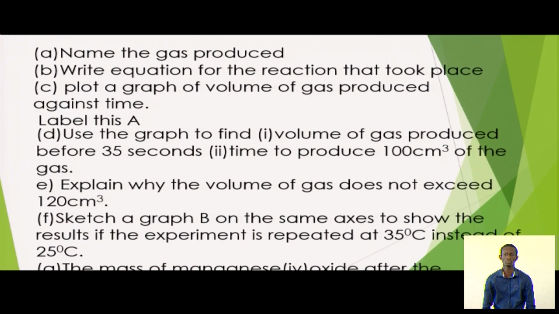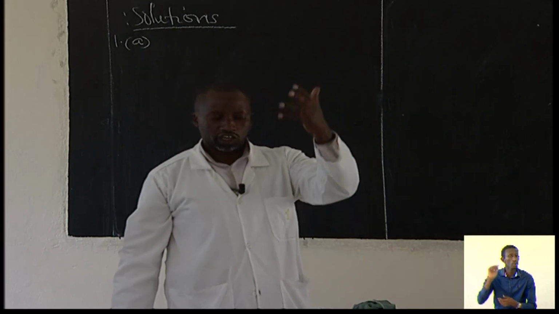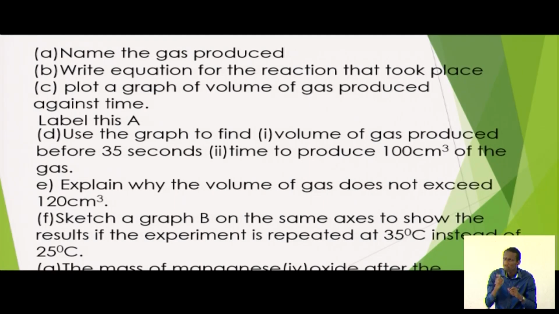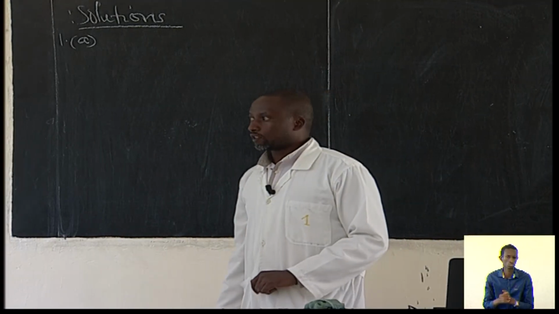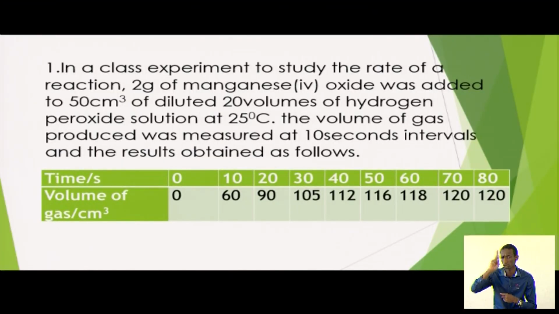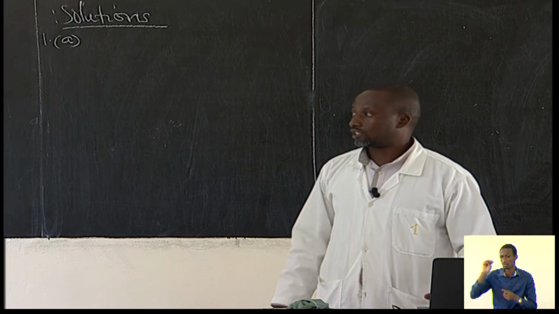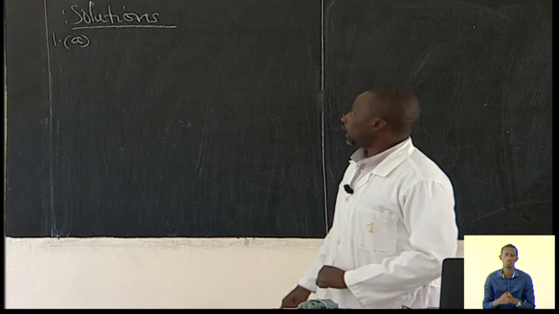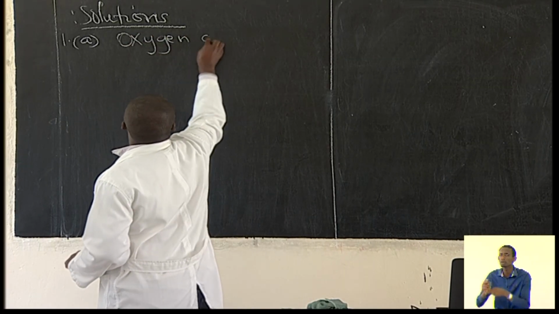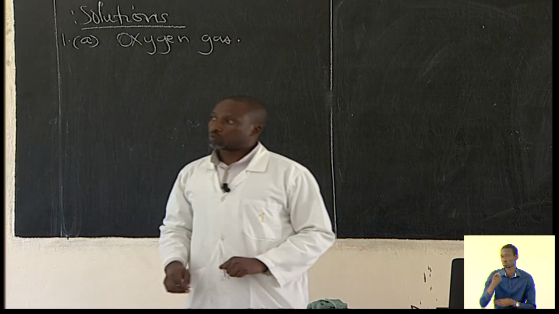Solutions to the questions. Number 1, part A. I'll be giving some few seconds to think about the question as we go along. Name the gas produced in the experiment above. So what was the experiment, if you remember? The experiment is about the decomposition of hydrogen peroxide by using manganese 4 oxide as a catalyst. So the gas that is produced is oxygen gas.